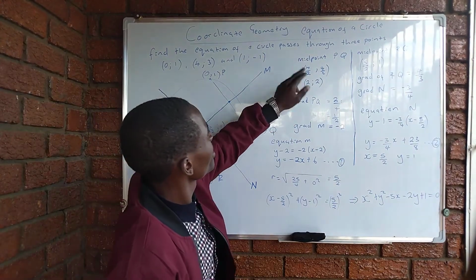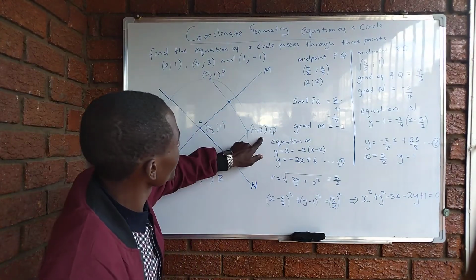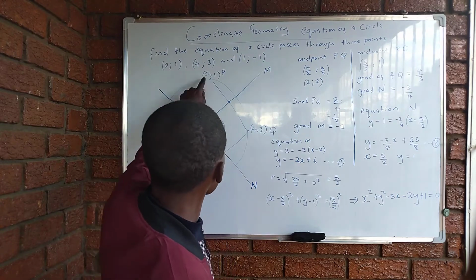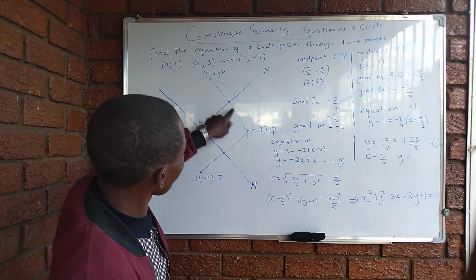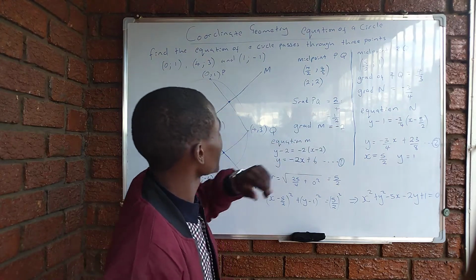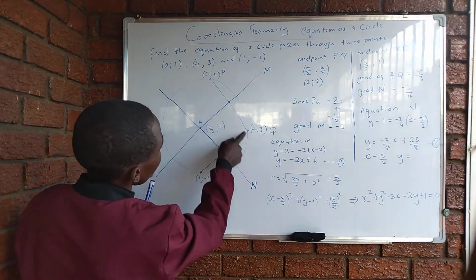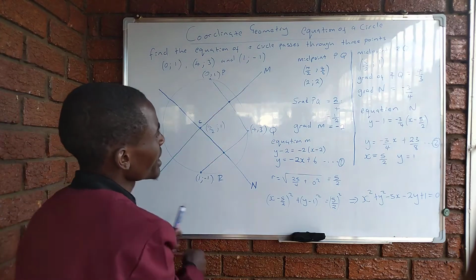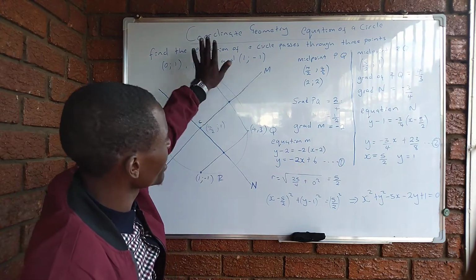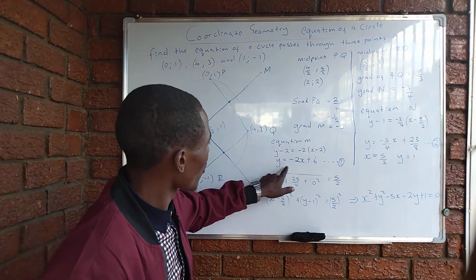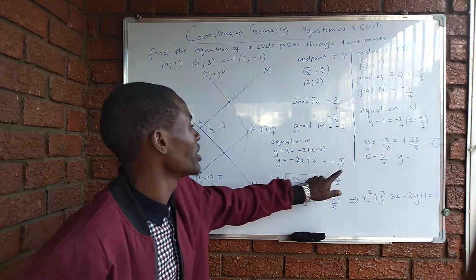First, find the midpoint of PQ. The midpoint of PQ is (2, 2). Then the gradient of PQ is half, which means the gradient of the perpendicular bisector is -2. Then the equation of line M is y = -2x + 6, equation 1.